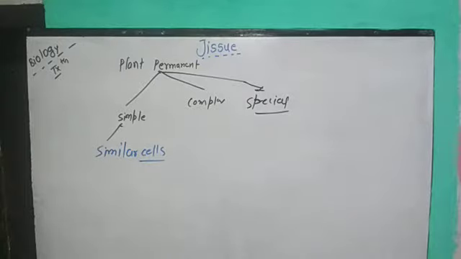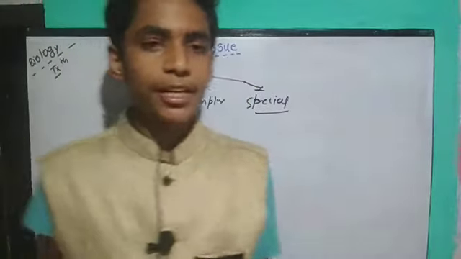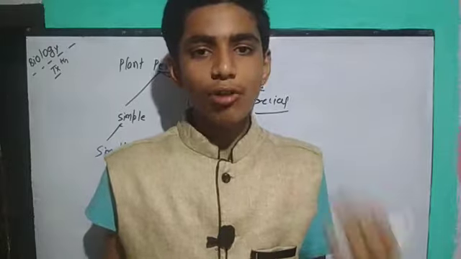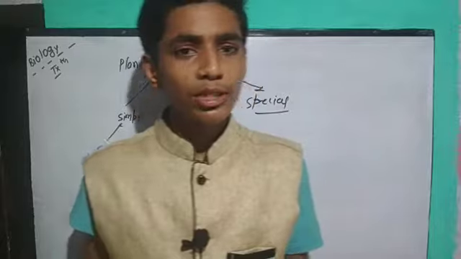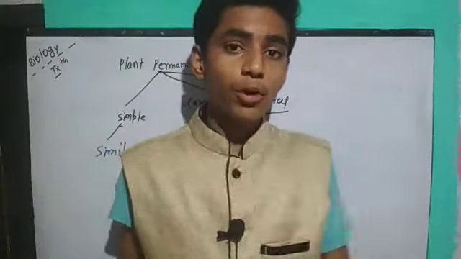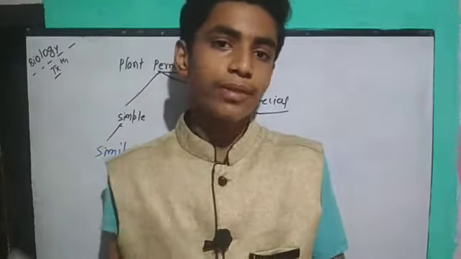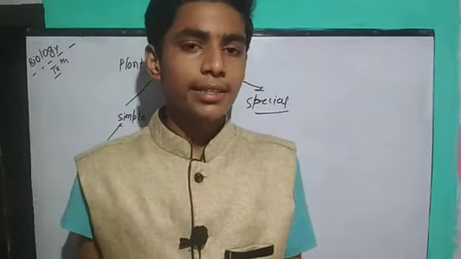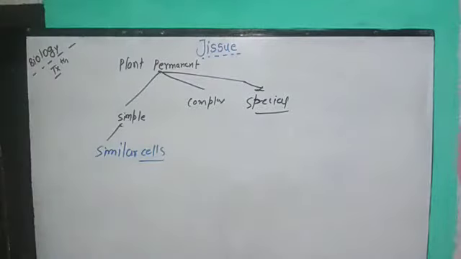And what about special permanent tissue? Special permanent tissues are those involved in a third function, instead of simple and complex tissue, which is the expulsion or excretion of waste material. In most plants we see gums. Gums are the waste material which comes out from their body through the bark, and the special permanent tissue performs that function.